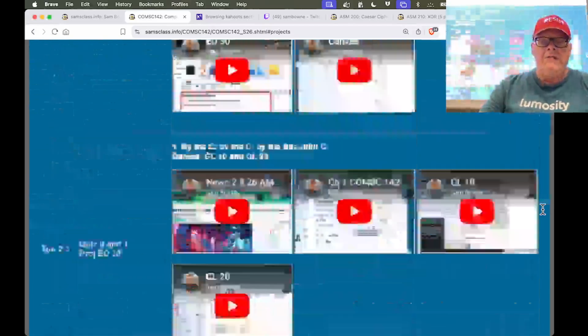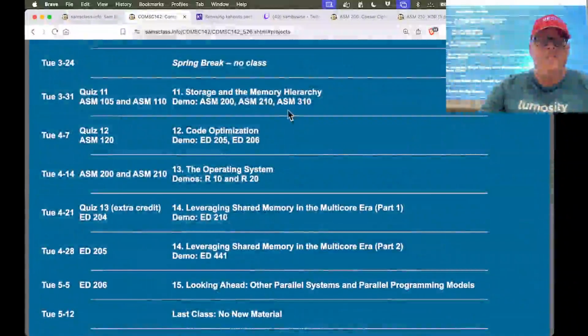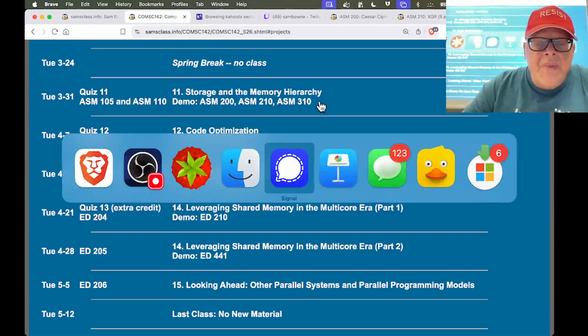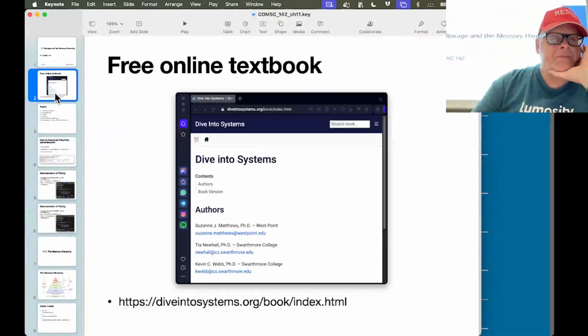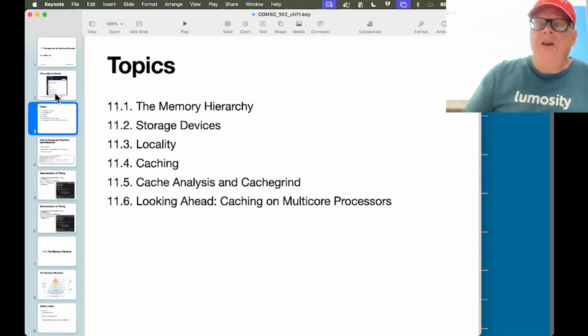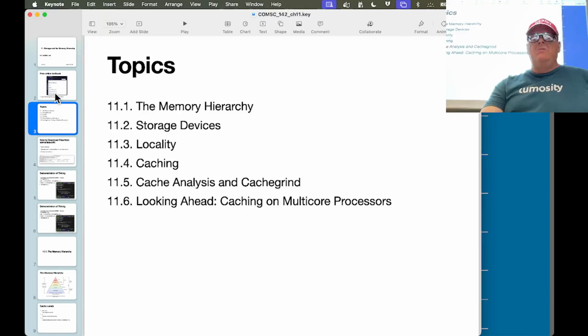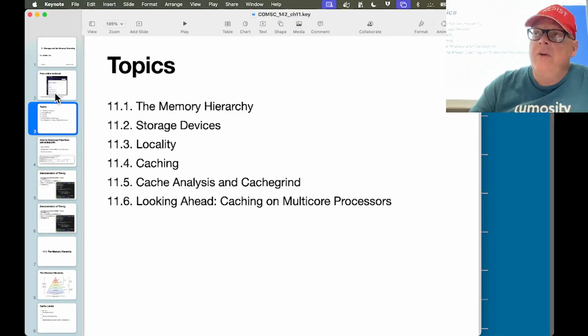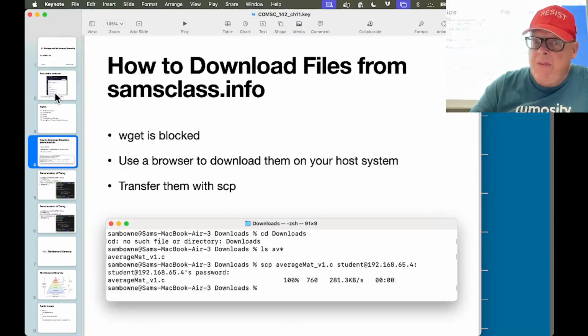So today we're down here at storage and the memory hierarchy. So let's take a look at that. All right. So we're going to talk about the various ways memory and storage are used and how, in particular, the caching works, which causes code to vary quite a lot in its performance depending on exactly how you access memory.